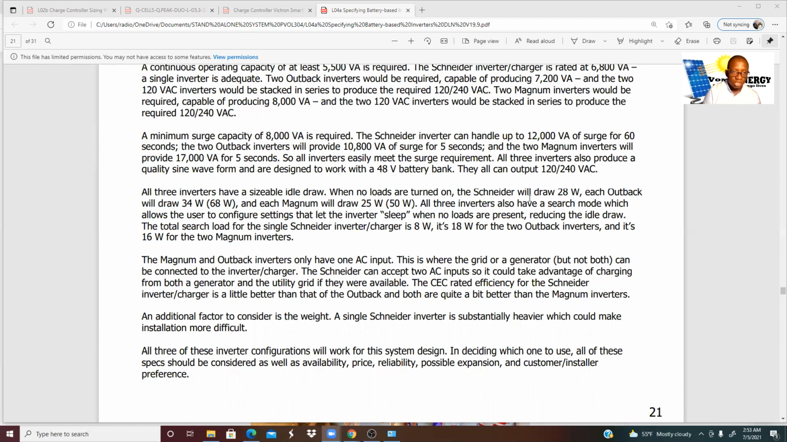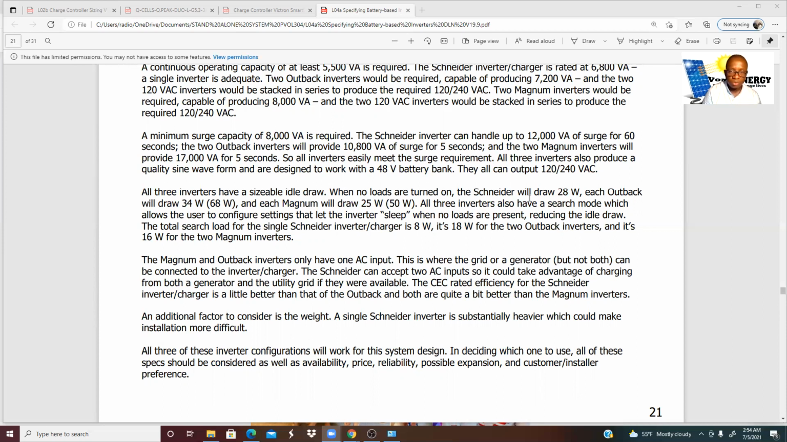A minimum surge capacity of 8,000 VA is required. The Schneider inverter can handle up to 12,000 VA of surge for 60 seconds. The two Outback inverters will provide 10,800 VA of surge for 5 seconds. And the two Magnum inverters will provide 17,000 VA for 5 seconds. So all inverters easily meet the surge requirement. All three inverters also produce a quality sine waveform and are designed to work with a 48-volt battery bank.